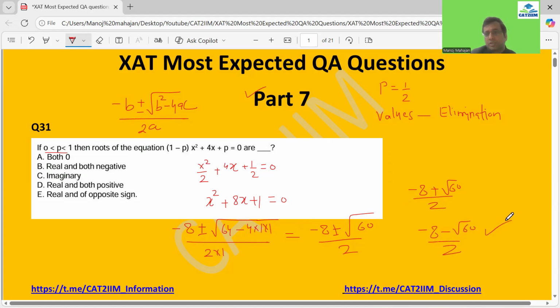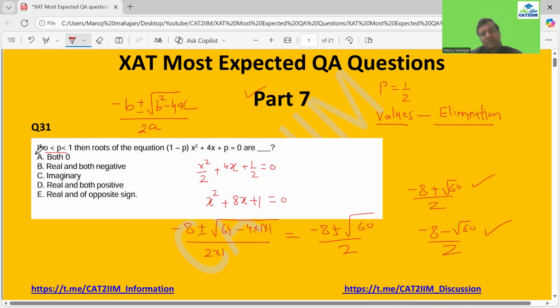So this root is negative. And if I look, root 60 would be less than 8 for sure. So minus 8 plus something less than 8 would again give negative. So what we got over here is the roots are real and both negative. Now straight away don't mark B as the answer, because in one case we got this. So always we are going to look at values and the elimination approach. Are both the roots 0 in this case?